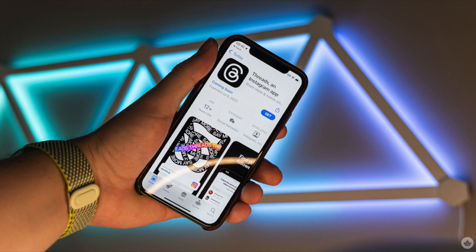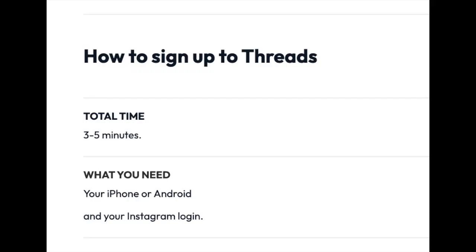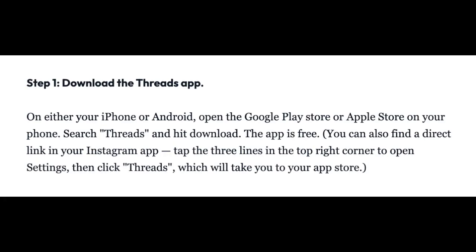Now, total time, it'll take about 3 to 5 minutes to sign up. What you need is your iPhone or an Android, and you need to log into your Instagram account. Step 1, download the Threads app. On either your iPhone or your Android, open the Google Play Store or the Apple Store on your phone, search Threads, and then hit download. The app is free. You can also find a direct link in your Instagram app by tapping the 3 lines in the top right corner and opening Settings, then clicking on Threads, which will take you to the App Store.